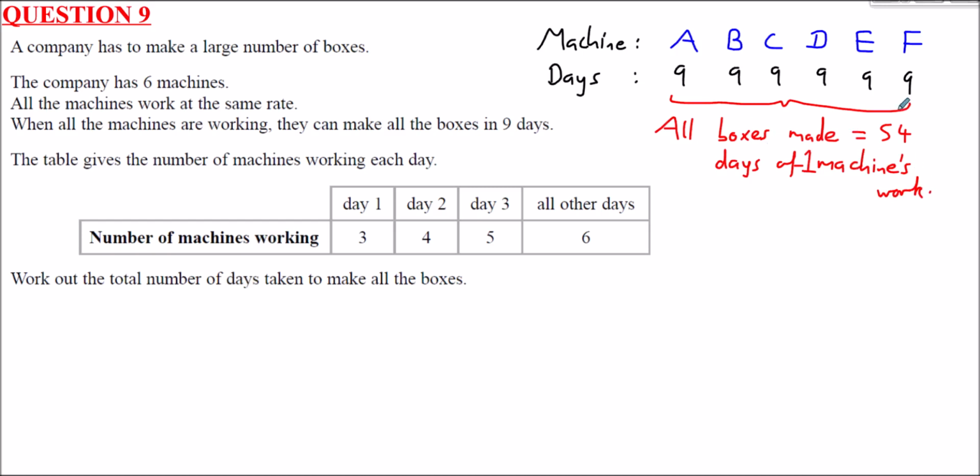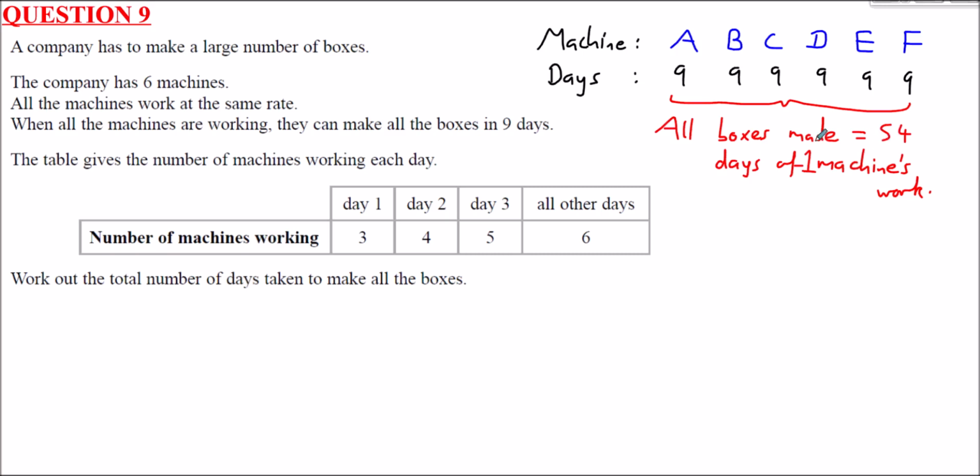So the key thing is, for one machine running non-stop, it takes one machine 54 days. If it takes 6 machines 9 days, that's a total number of days of work of 54 days for one machine. Now, not all these 6 machines are working all at once. So for example, day 1 only half of them are working, day 2, 4, 5, and all of them come online after that. So work out the total number of days taken to make all the boxes.